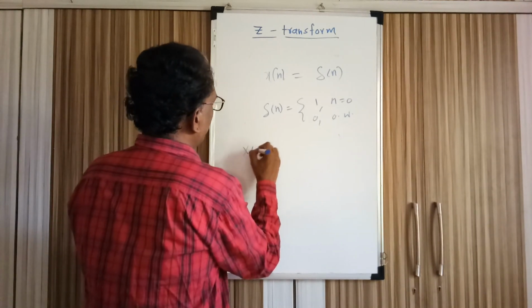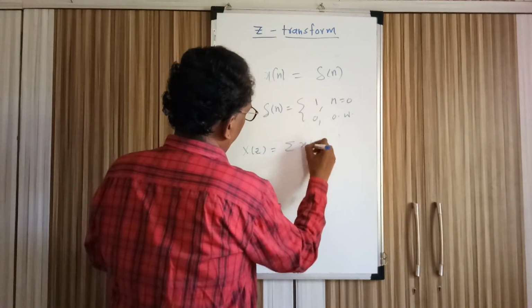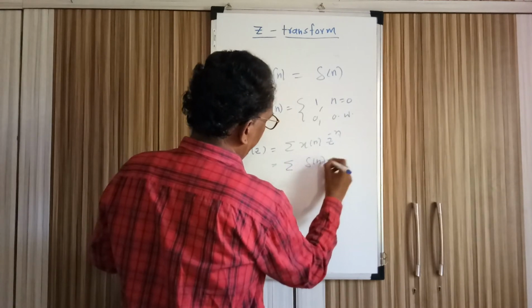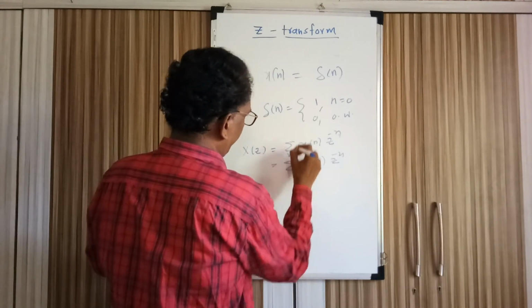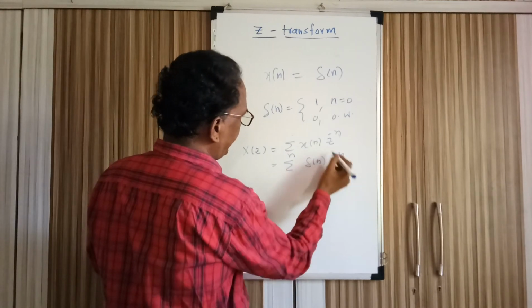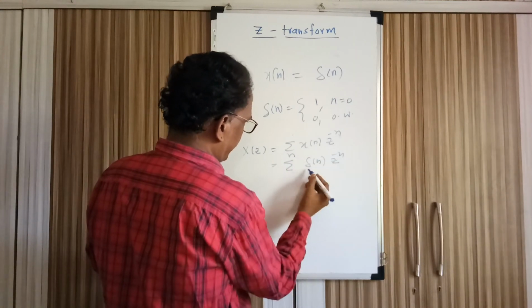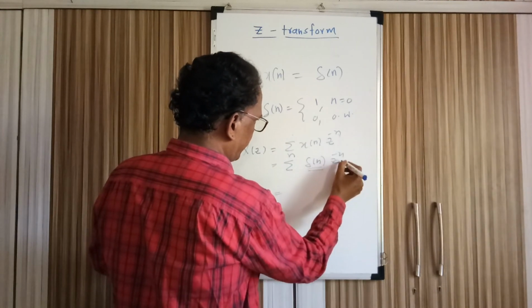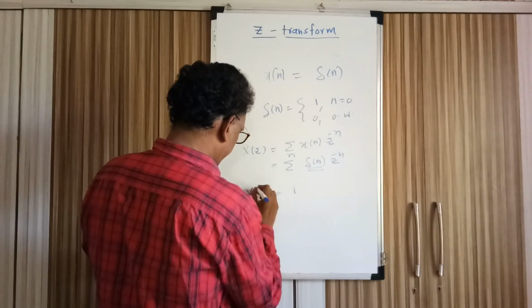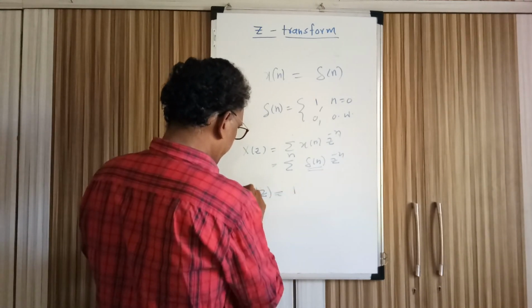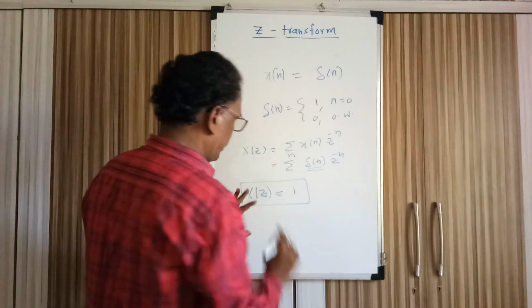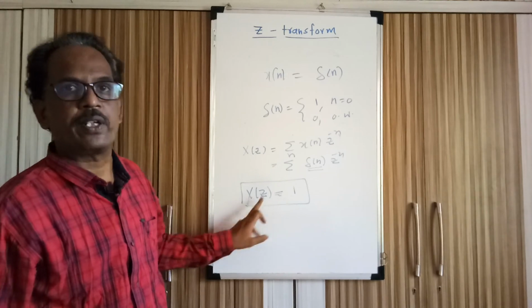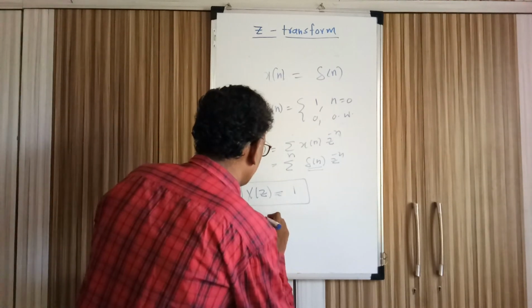So x of z is equal to summation of x of n z raised to minus n. Here the limits of the summation are minus infinity to plus infinity, but only n equal to 0 contributes, because del n exists for n equal to 0 only. So at n equal to 0, this is 1, and this is also 1. So Z transform x of z exists. X of z is 1, whatever may be the value of z, the answer is 1. So Z transform doesn't depend on the value of z, so your ROC is the entire Z plane.